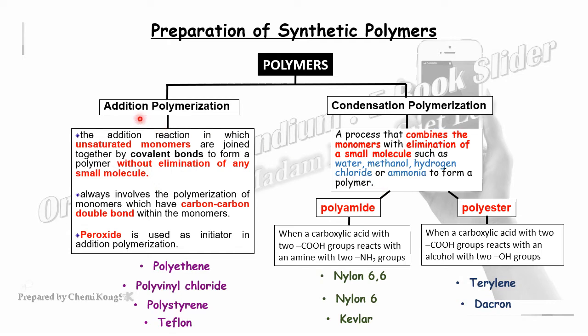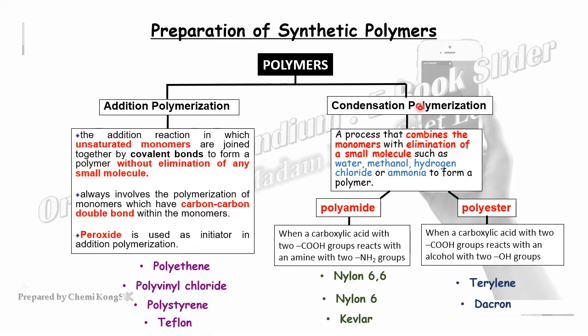And then addition polymerization always involves monomers which have a carbon-carbon double bond within the monomer, and peroxide is used as the initiator in addition polymerization. Okay, there are four types of polymer which are involved in addition polymerization. We are going to learn polyethylene, polyvinyl chloride, polystyrene, and Teflon.